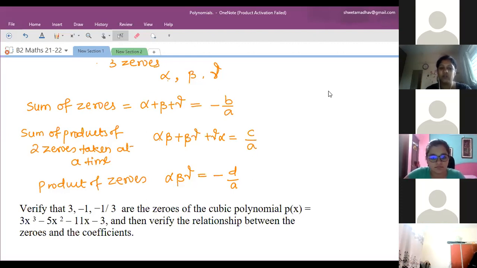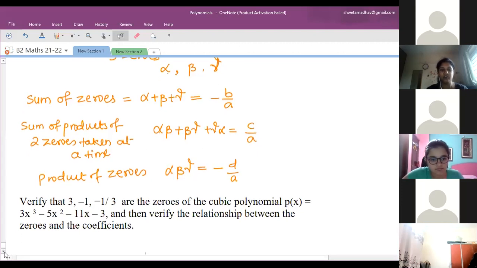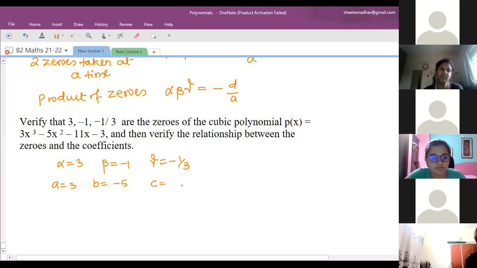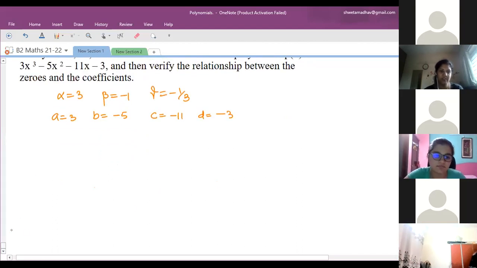And the second one, now verifying the relation between the coefficients and zeros. So the zeros: one we will consider as alpha, the second as beta, and the third as gamma. Alpha is 3. Let me write. So here these are alpha, beta, gamma. What is the value of a? 3. b is minus 5. c is minus 11. And d is minus 3. So first write down these values with sign, then it will be easier.